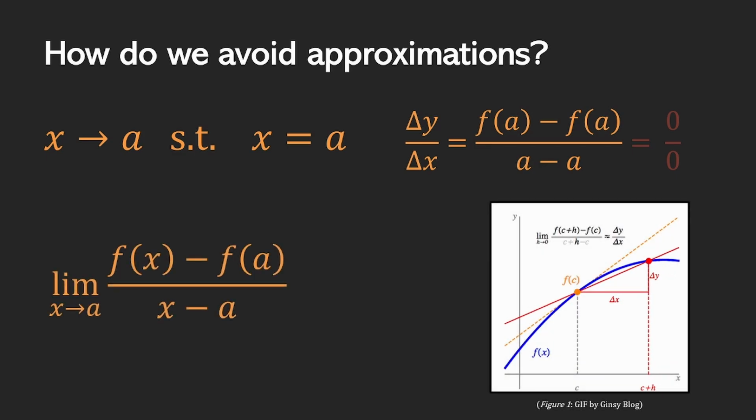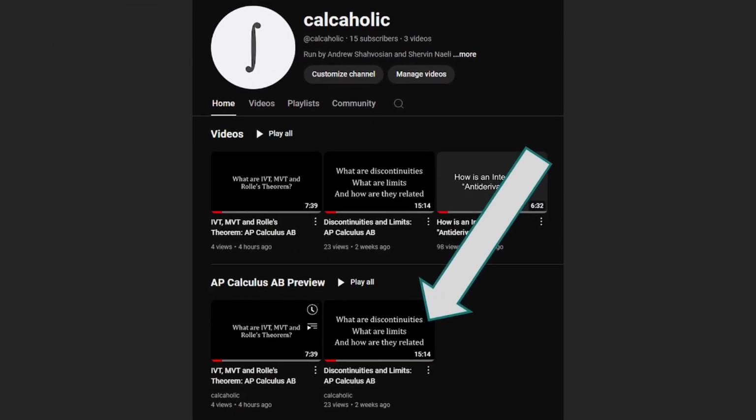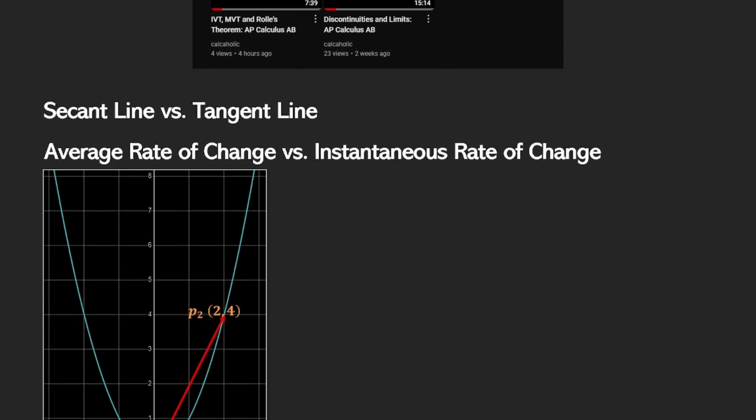Well, what we need to do is take the limit as x approaches a for f of x minus f of a over x minus a, for the difference quotient. And this is one of the limit definitions of a derivative. And if you're unfamiliar with what a limit is, please go ahead to our video about discontinuities and limits. It's in the AP Calculus AB preview.